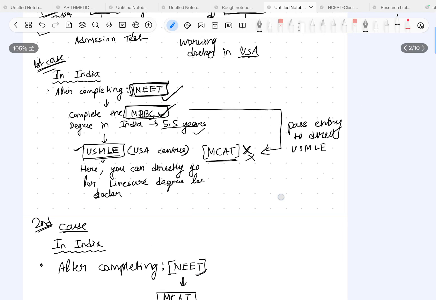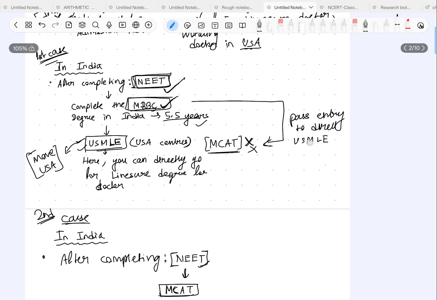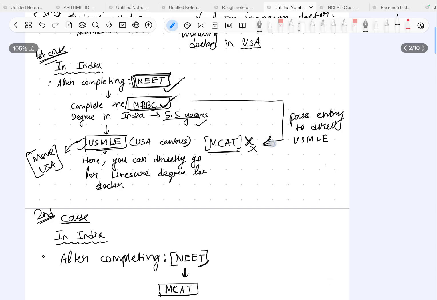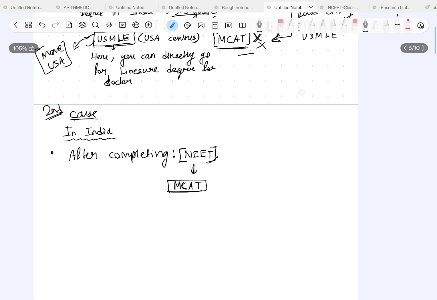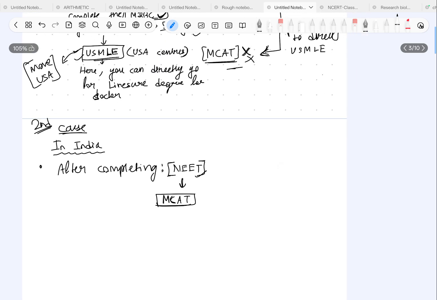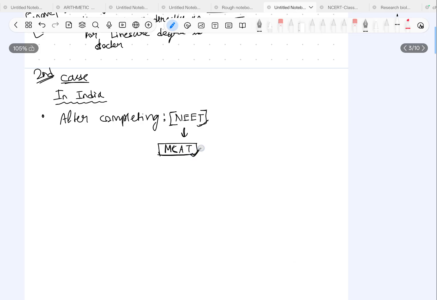Okay, let me tell you one thing. After giving the US exam, you can directly move to the USA. Your mentors will tell you. You have obviously taken a subscription or a coach for guiding you with it, so he or she, the coach, will tell you more about it. In the second case, in India, after completing the NEET you can also give the MCAT exam.